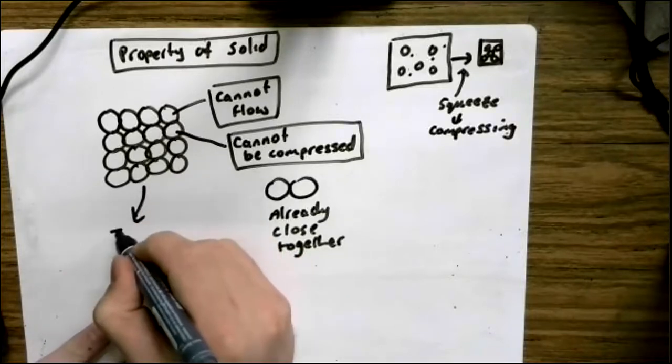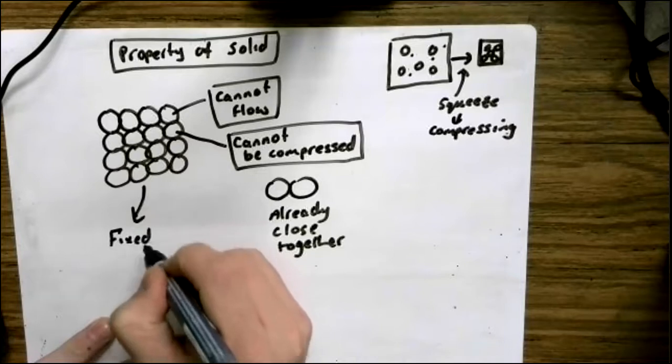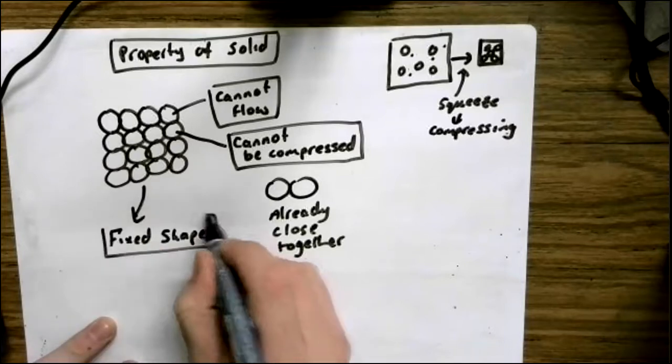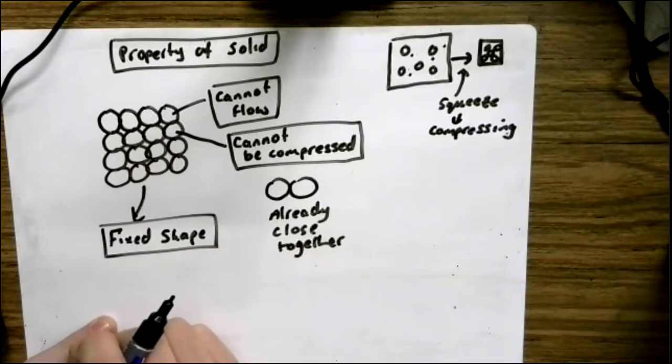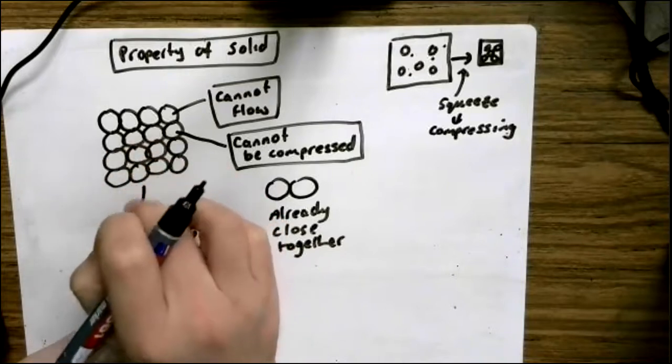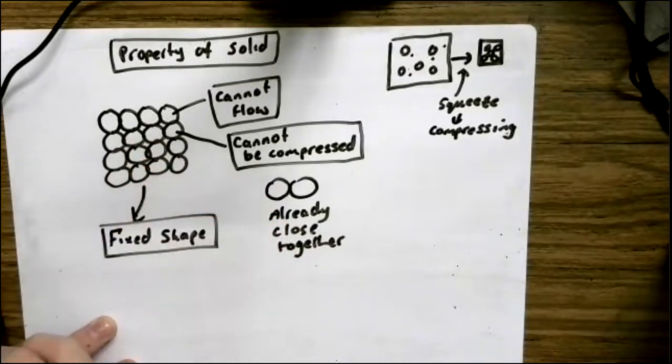Solids have a fixed shape. So a lump, a block of iron, or a block of wood, these solids stay as blocks of wood. The shape is fixed, and it's because the particles, we know, aren't moving anywhere. They're just vibrating on the spot. They don't change their position. So they have a fixed shape.